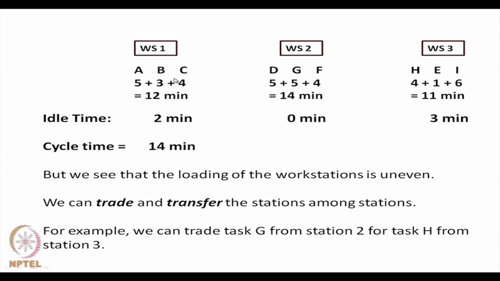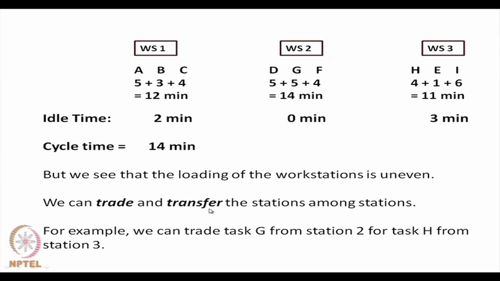A, B and C are assigned to workstation 1, D, G, F to 2, H, E, I to 3, and we found that the idle time of various workstations, they vary. The maximum is 14 minutes and the minimum is 11 minutes. That means, workstation 3 will be idling for 3 minutes and 1 idling for 2 minutes, and this is very uneven.